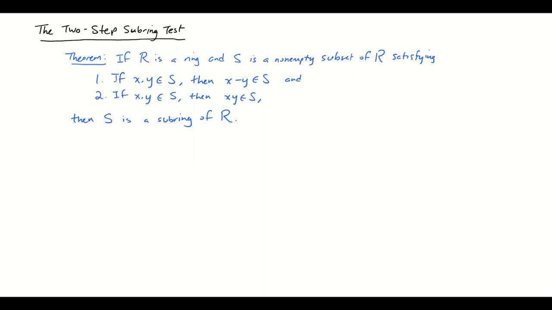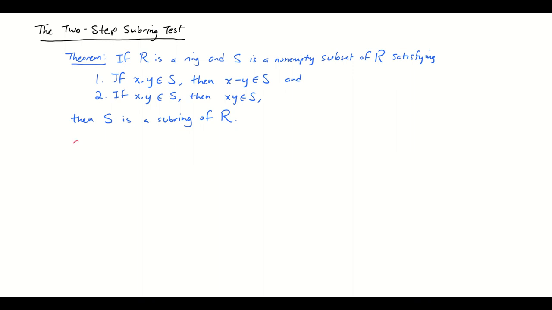And the theorem here says that if S satisfies both of these properties, then S is going to be a subring of R. Notice that there's actually really three steps here, because in order to show S is a subring, we would have to prove that this condition holds, and also show S is non-empty. But usually the non-empty part is not too hard to show. Okay, so a couple of bits of terminology here before we get started.